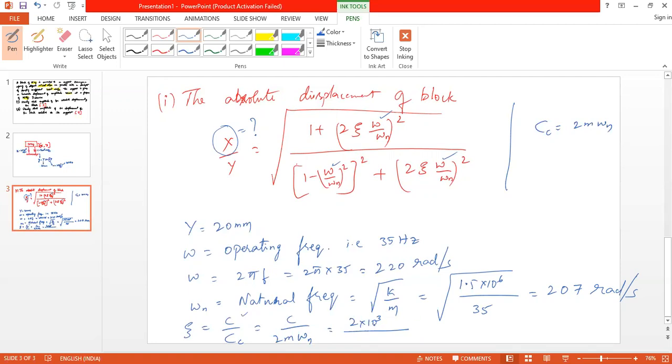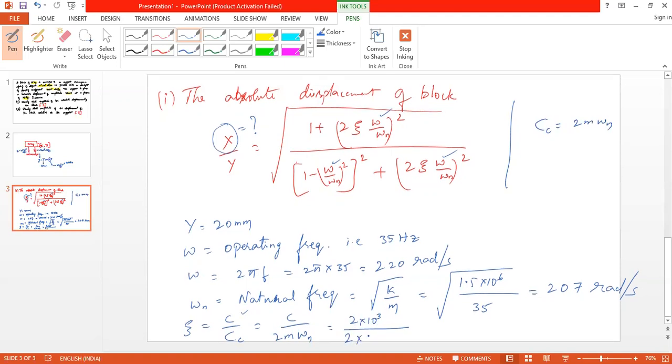So C is 2 into 10 power 3 Newton second per meter, and that divided by 2 into mass, which is 35 kg, and omega n is 207. So therefore, the value of zeta is 0.13802, approximately 0.138. Now we have all the data. Can we get the value of x now?